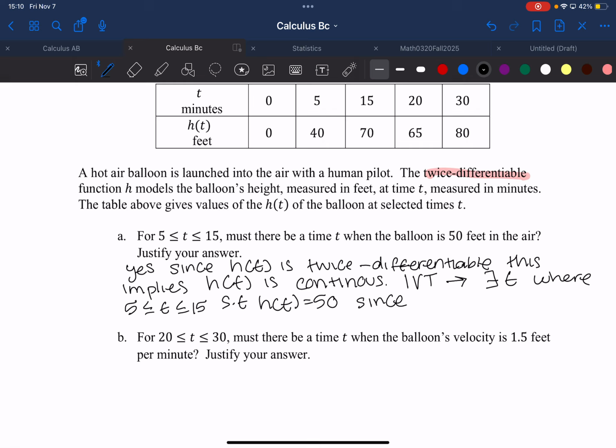Since, and then we prove this, we have to look at the values of h of 5 and h of 15. So since h of 5 is what value? 40. And h of 15 is 70. So this implies that our value 50 that we were trying to find is going to be between 40 and 70.